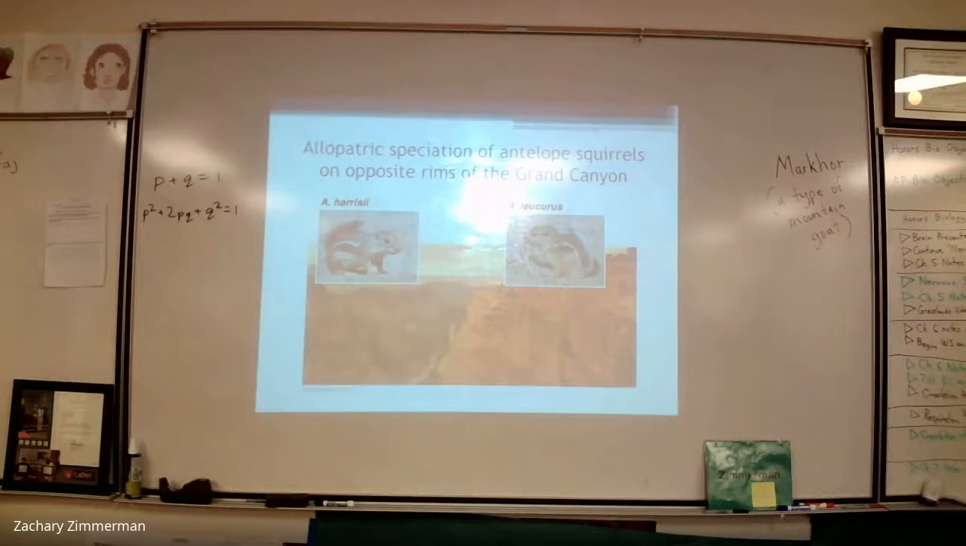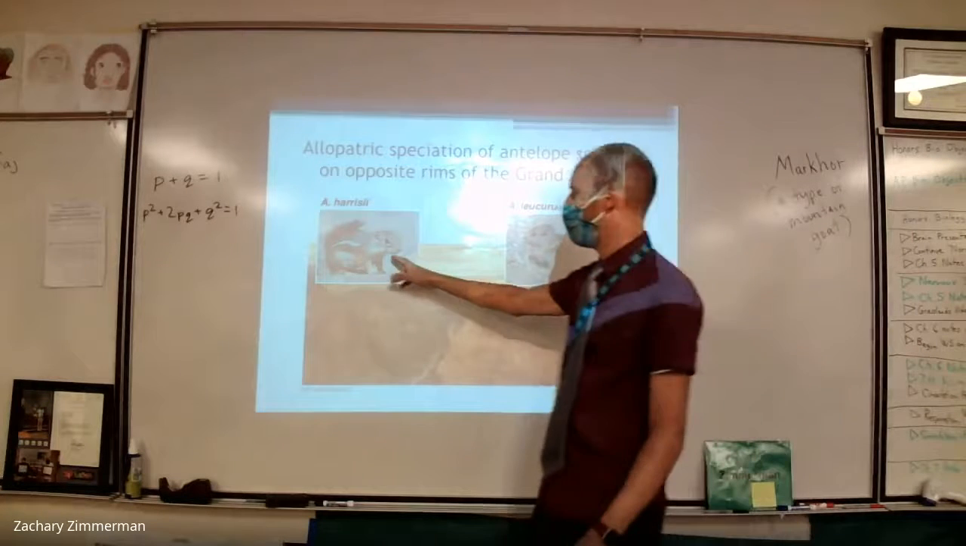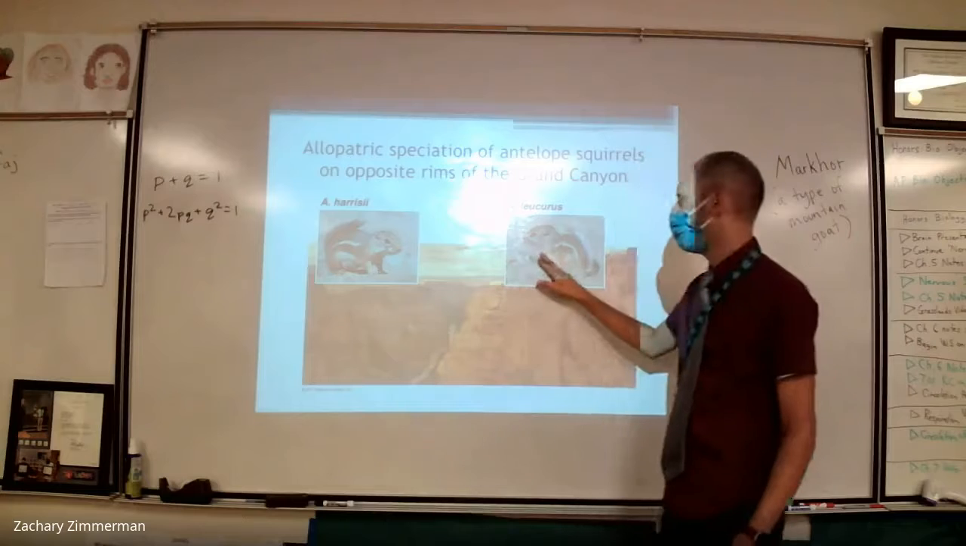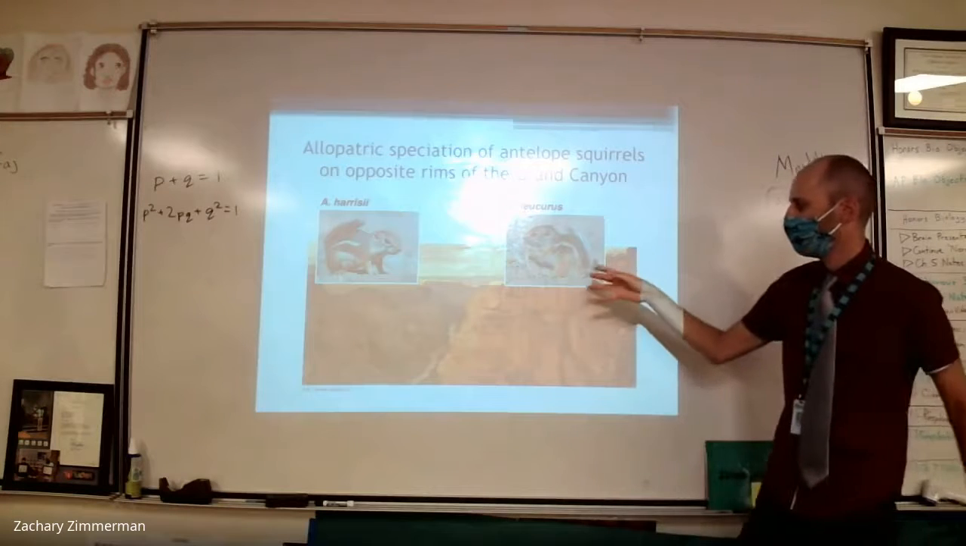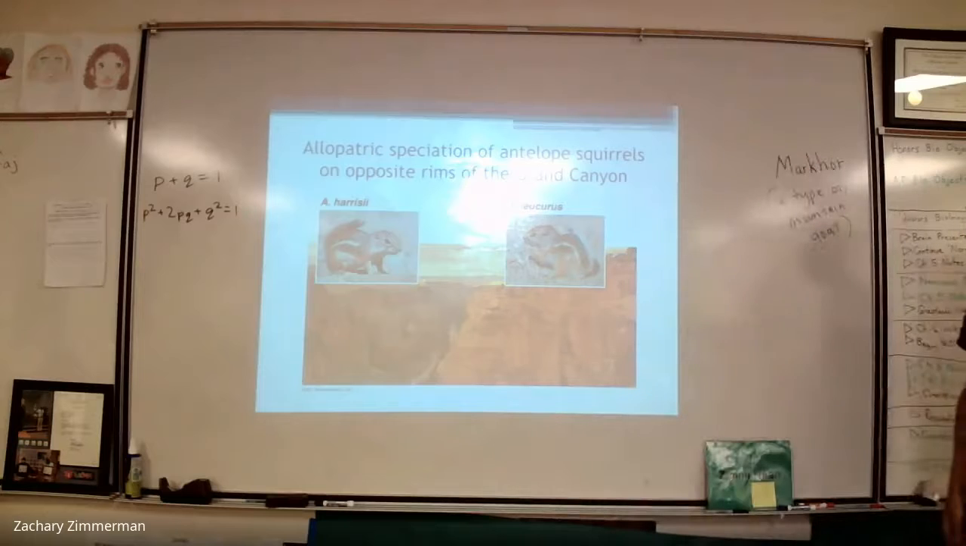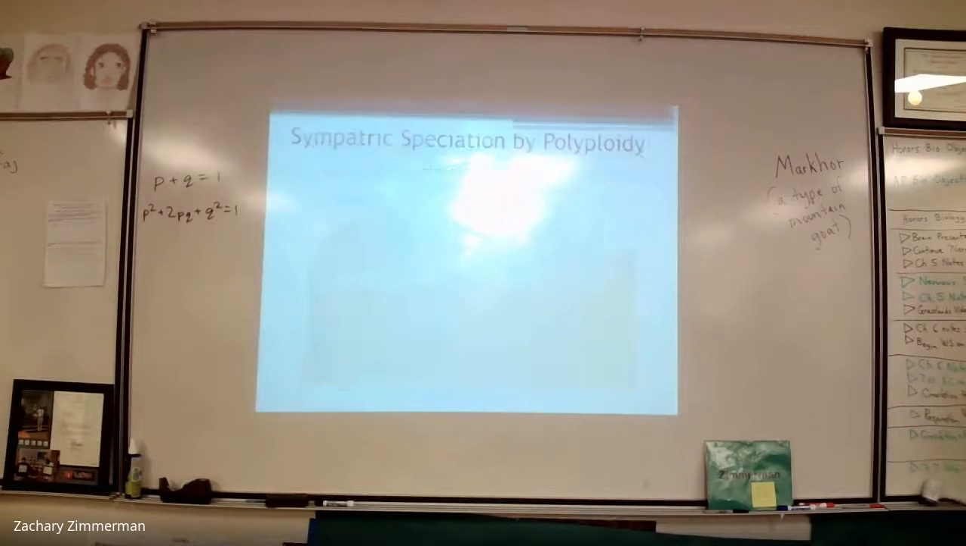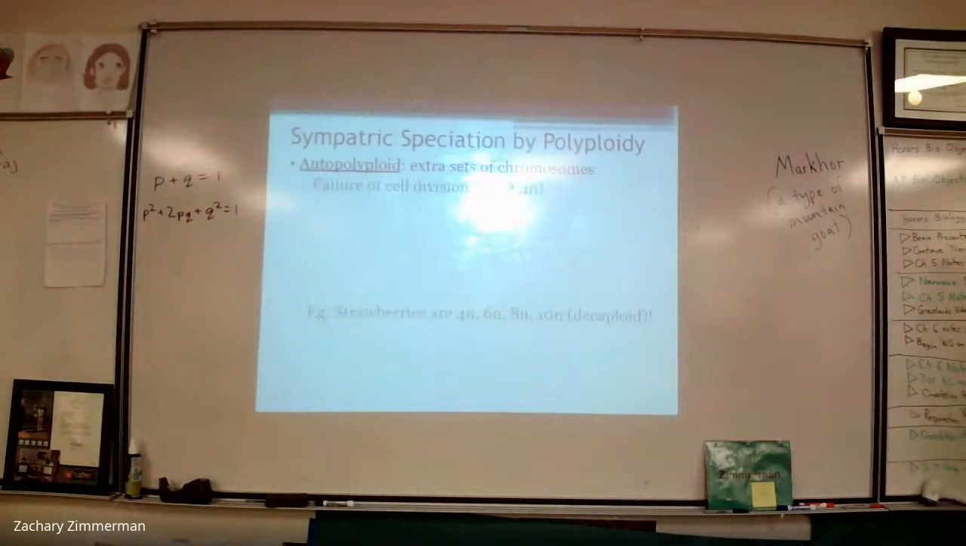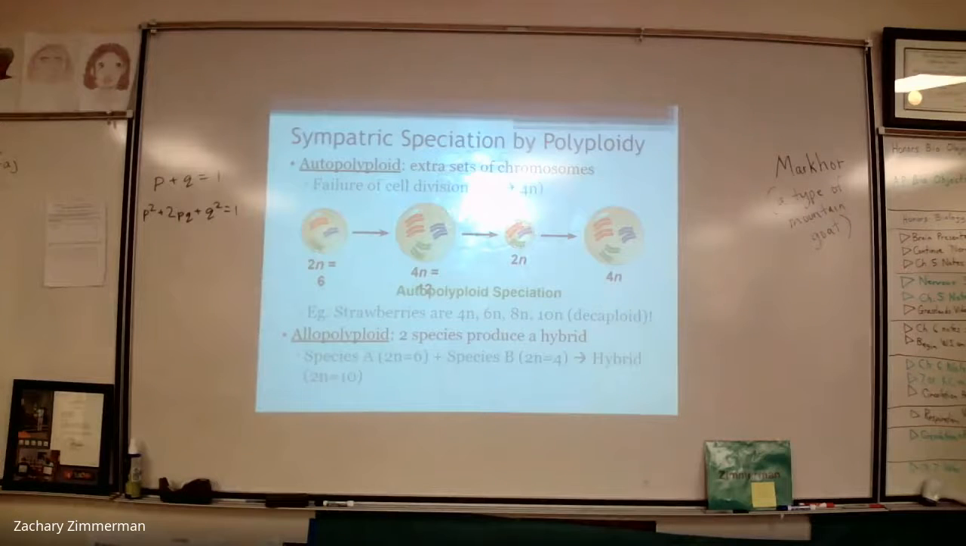So slide, I don't know if it's about that. So some squirrels have a more distinct stripe, and others don't. They're separated by this geographic barrier. That's an example of allopatric speciation.